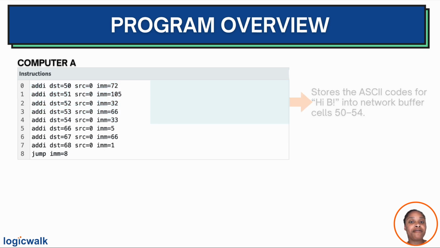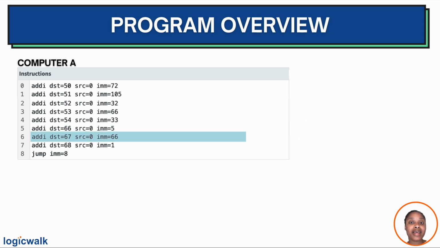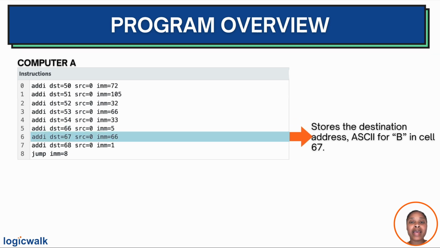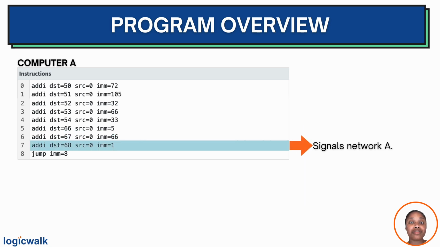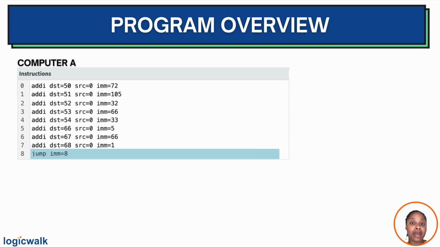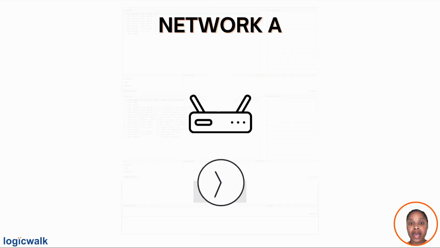Then instruction 5 records the data size, 5, in cell 66. And instruction 6 saves the destination address, using the ASCII code for B in cell 67, to mark computer B as the receiver. Once the buffer and addresses are set, instruction 7 signals network A that the data is ready to send, and instruction 8 places the computer into an idle loop, waiting for the network device to process the message. Network A remains idle until it receives a signal from computer A.